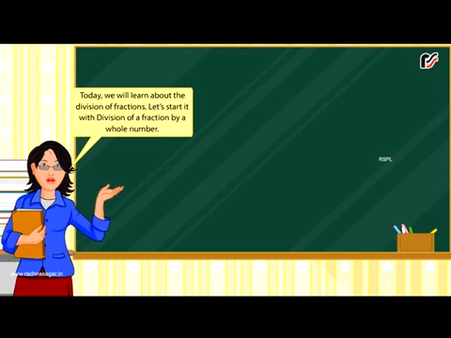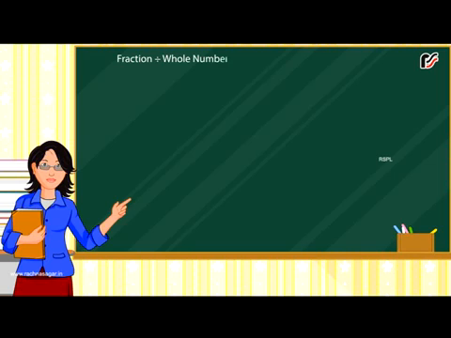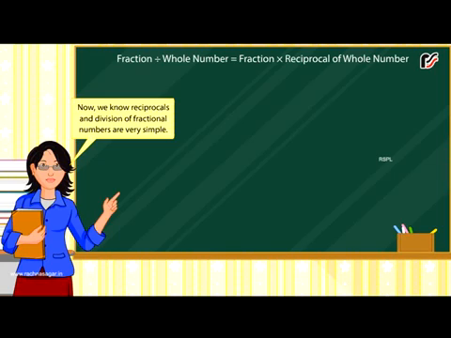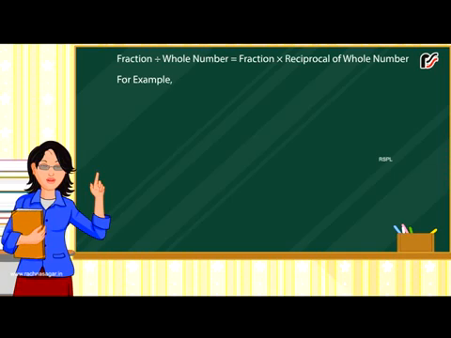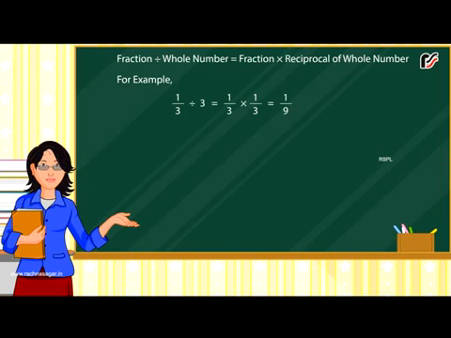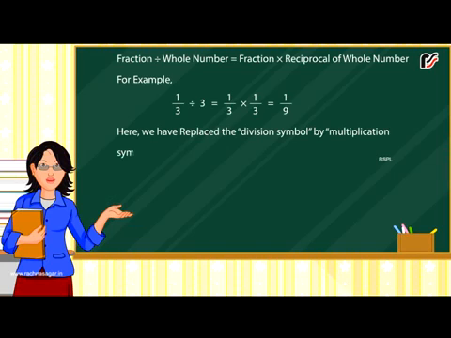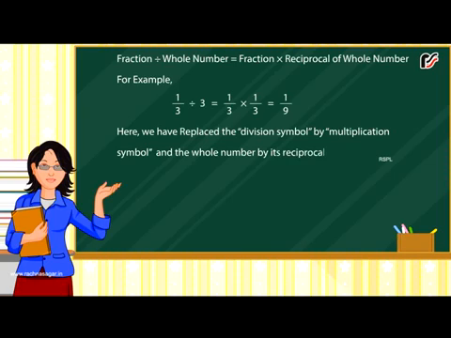Division of fractional numbers. Today we will learn about division of fractions. Let's start with division of a fraction by a whole number. Fraction divided by whole number is equal to fraction multiplied by the reciprocal of the whole number. Now we know reciprocals, and division of fractional numbers is very simple. For example, 1/3 divided by 3 is equal to 1/3 multiplied by 1/3, which is equal to 1/9. Here we have replaced the division symbol by the multiplication symbol and the whole number by its reciprocal.